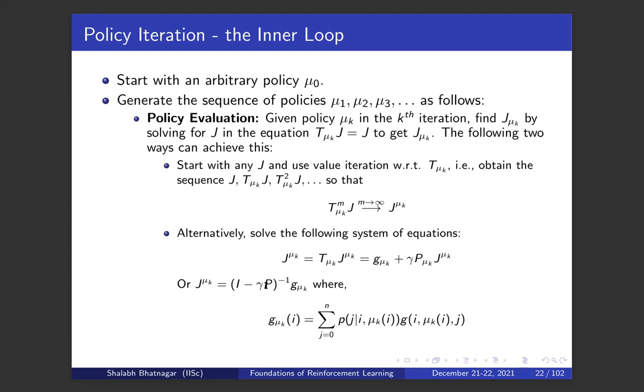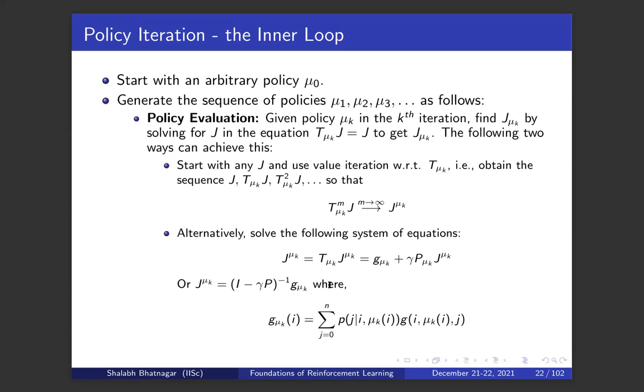If you know that the transition probability matrix is something you know, then you will need to compute the inverse of this matrix, I minus gamma P. If you do this, and multiply it by the vector of single stage cost, that would give you J mu k, which is the value function under policy mu k.